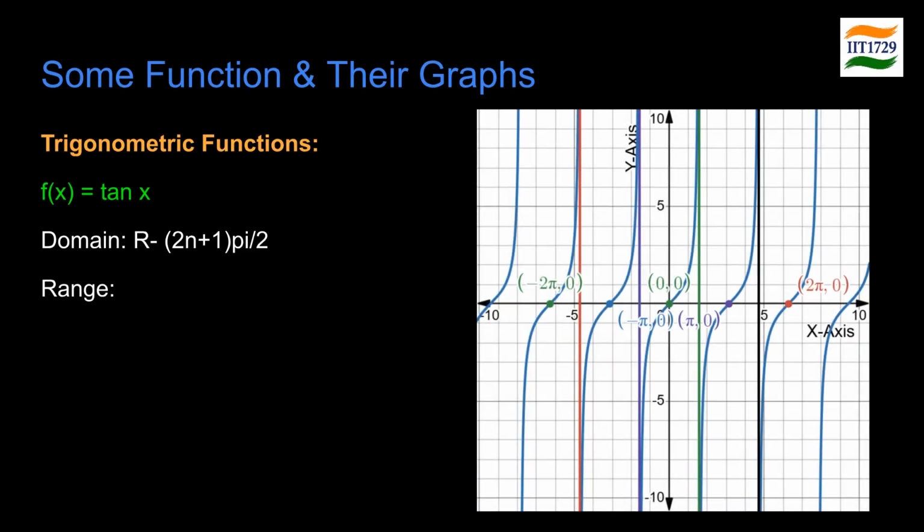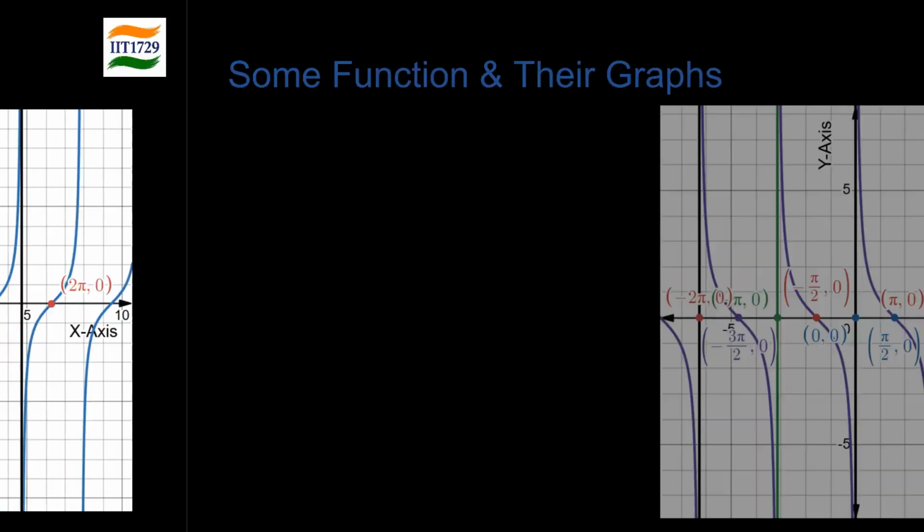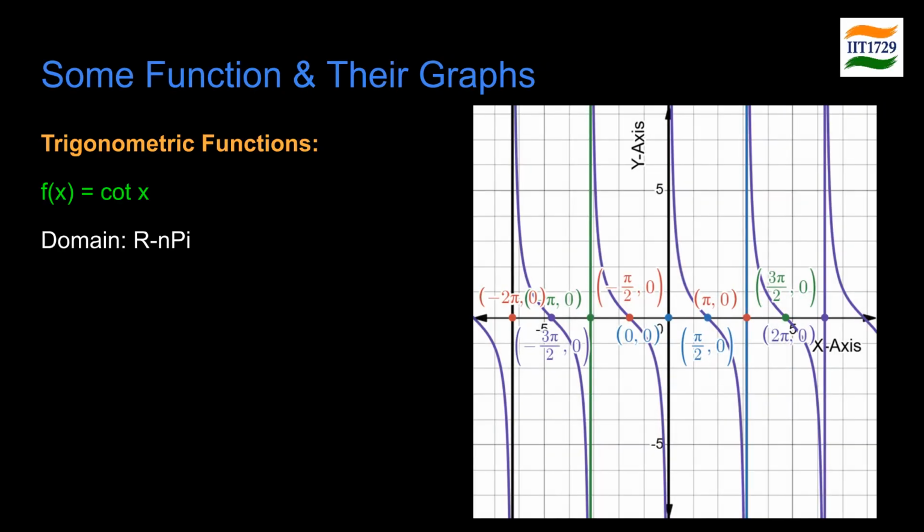The tangent function has a restricted domain, excluding values where the cosine is 0, which are odd multiples of pi over 2. Its range, however, includes all real numbers. Finally, the cotangent function excludes integer multiples of pi from its domain, as these points result in a 0 denominator. Like the tangent function, its range is the set of all real numbers.